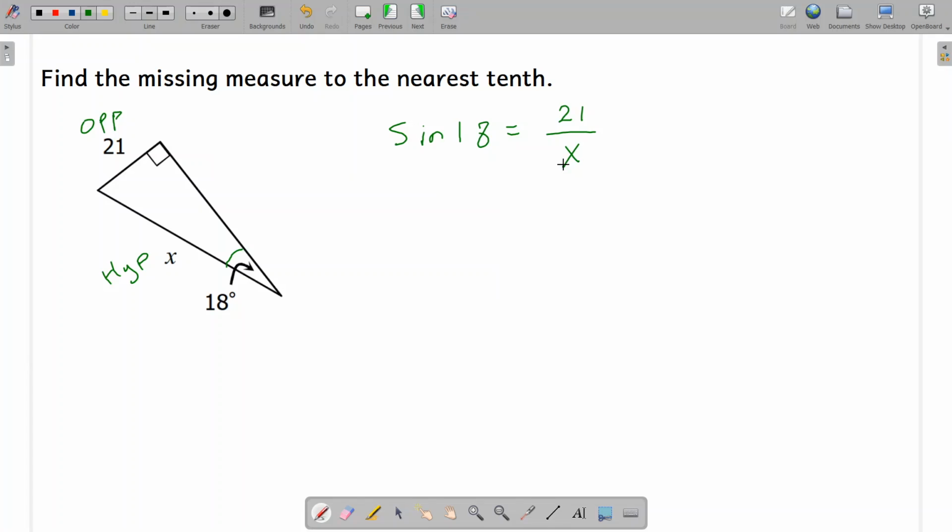I multiply by x on both sides, and then I'm going to have to divide by sine of 18. So if I divide by sine of 18, it ends up in the denominator here. And when I do this calculation, it comes out to be 68.